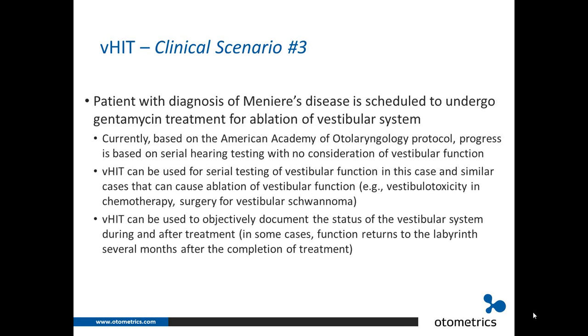The next case involves a patient who is diagnosed with Meniere's disease and is scheduled to receive intratympanic gentamicin injections. The current protocol for termination of injections is based on the results of the serial hearing tests. VHIT can be used for serial testing of these patients to monitor the VOR function over time. In fact, the test can provide information before and after any procedure that can change the function of the vestibular system, such as chemotherapy, surgery for vestibular schwannoma, or steroidal treatment for neuritis or Meniere's disease.